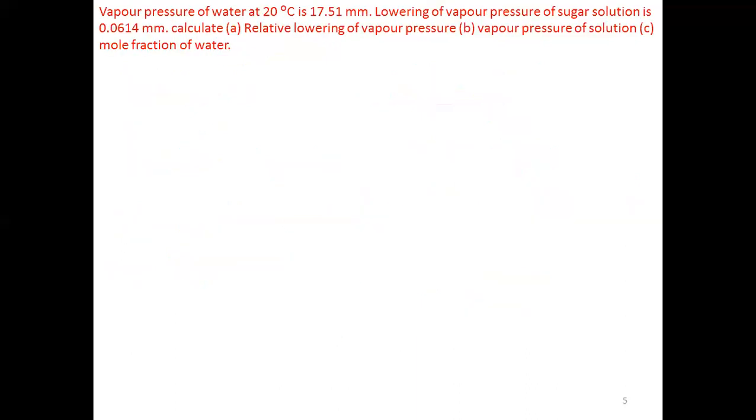This numerical says that the vapor pressure of water at 20 degrees C is 17.51 mm and the lowering of vapor pressure of sugar solution is 0.061. So now we are given the lowering of vapor pressure, meaning vapor pressure of solvent in pure state minus vapor pressure of solvent in solution, simply P S. Now we have to calculate the relative lowering of vapor pressure, second the vapor pressure of solution, and third the mole fraction of water.